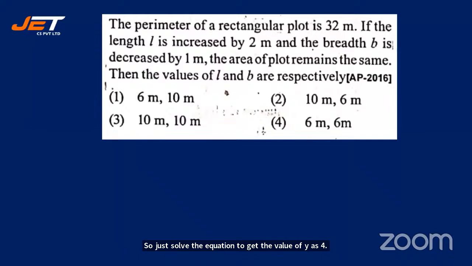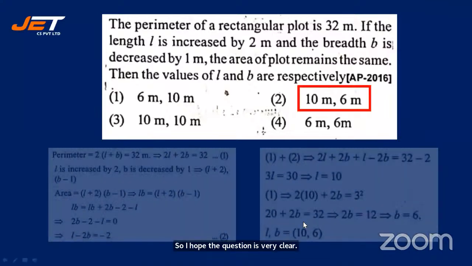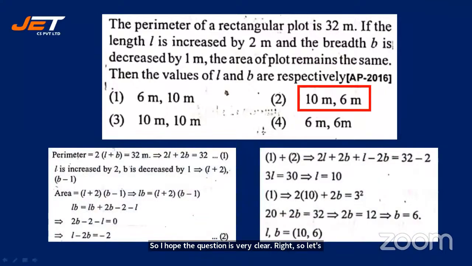See the next question. The perimeter of a rectangular plot is 32 meters. If the length L is increased by 2 meters and the breadth B is decreased by 1 meter, the area of the plot remains the same. What is the value of length and breadth, L and B? The values of L and B are dash. So I hope the question is very clear, right? So let's quickly see the answer because we absolutely don't have time.